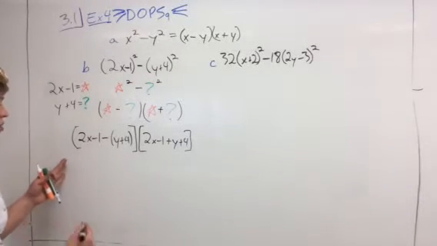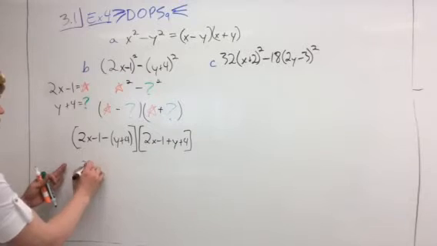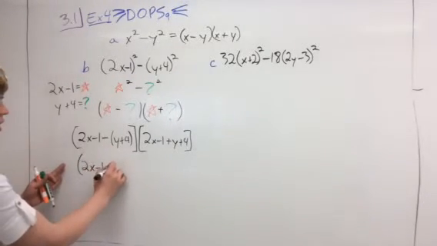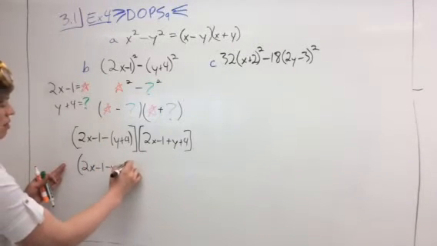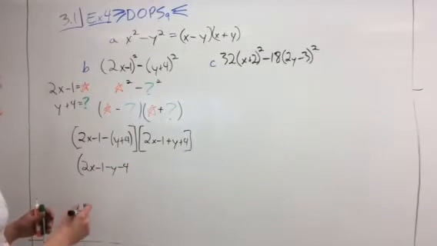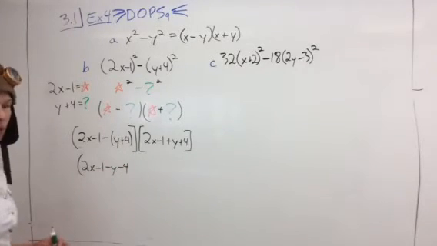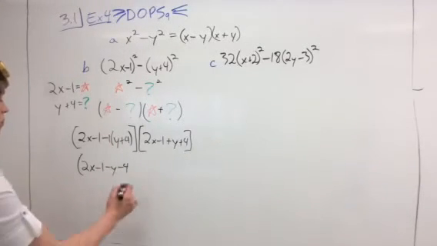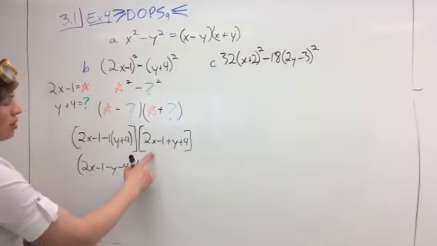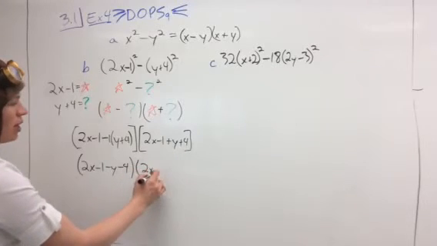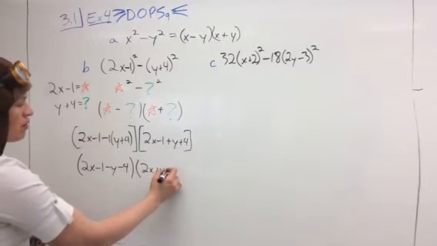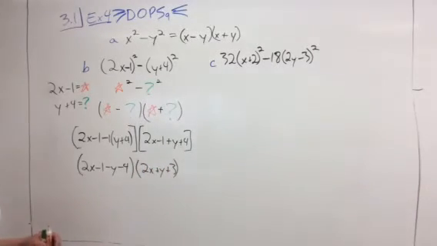So I go back to this one. I've got 2x minus 1 minus y minus 4. So if it's subtracting y plus 4, then it's minus y minus 4. The other way you can look at it is you're multiplying by a negative 1 through the bracket, so you're changing the signs. Okay? This one, I just collect my like terms right away. I've got 2x plus y, and then the minus 1 and plus 4 give me plus 3. That set of brackets is done.